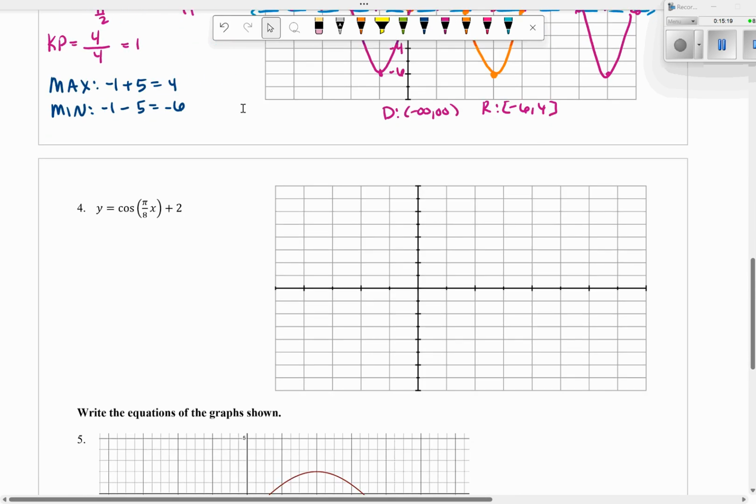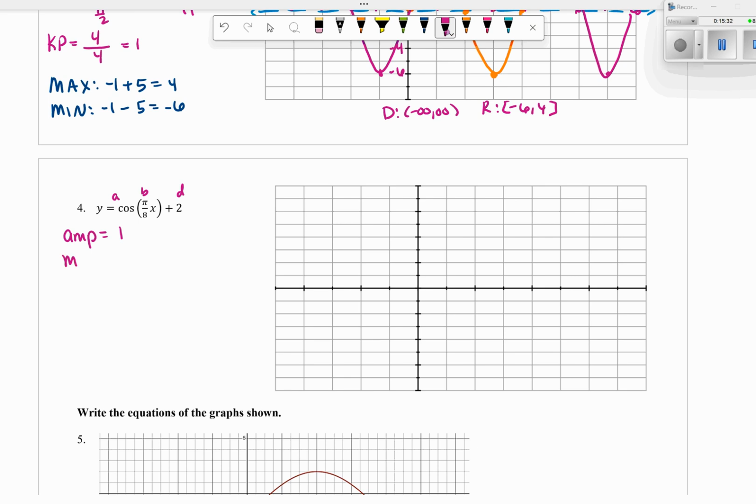All right, let's do one more graph. For this next graph, again, identify your A, your B, and your D variables. The amplitude, if it's not written, is just 1. Your midline is, in this case, at y equals 2. The B value for this one is pi over 8.